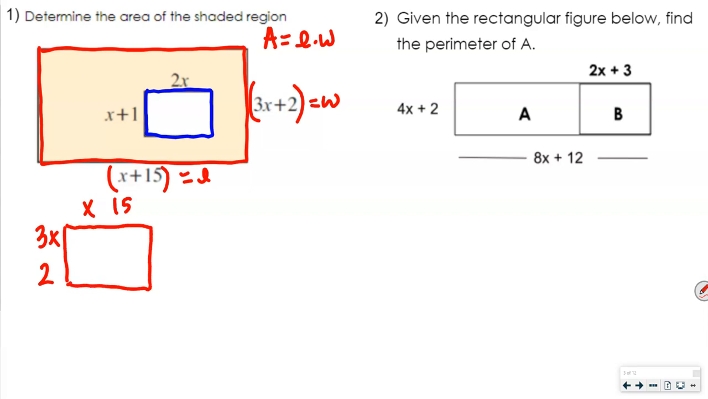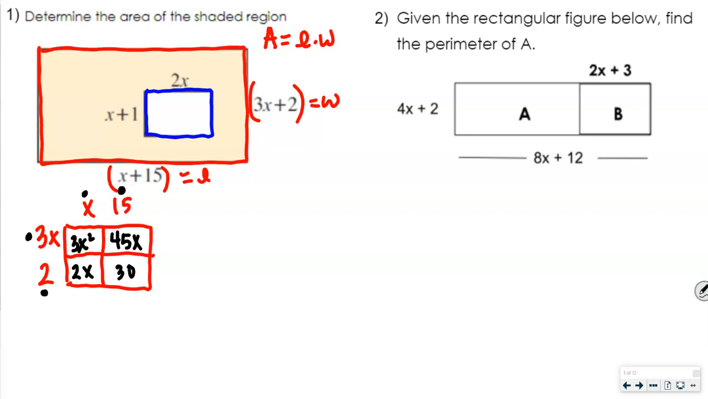Hopefully you guys remember how to do this, okay? So we're going to multiply the 3x right here times the x. That's going to give us 3x squared. We're going to multiply the 3x times the 15. That's going to give us 45x. Then we're going to multiply our x times our 2. That's going to give us our 2x. And then we're going to multiply our 15 times our 2, and that's going to give us our 30, okay?